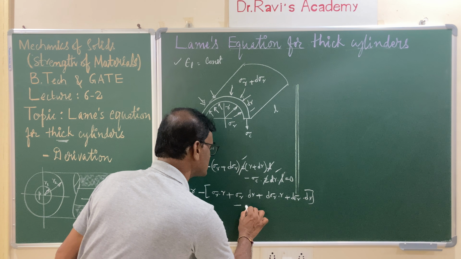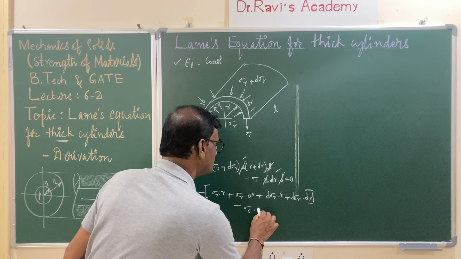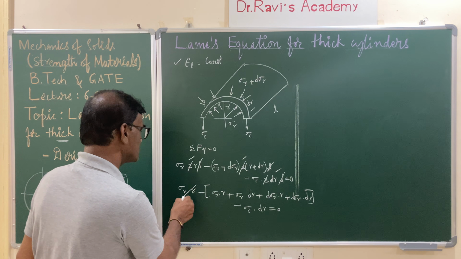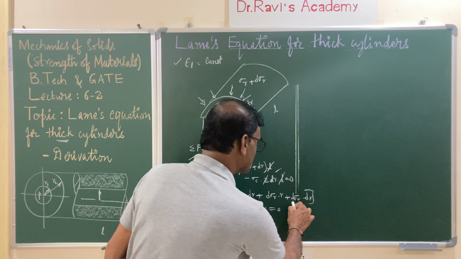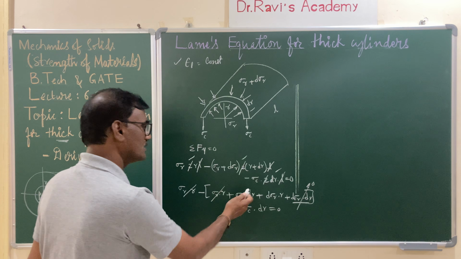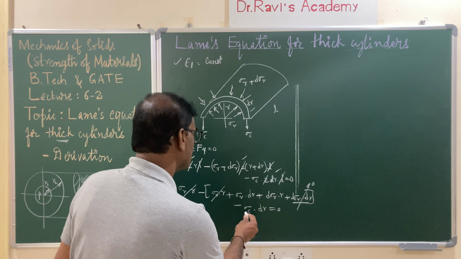Now the last term is sigma c into dr, equals 0. Here this is plus and this is minus. The multiplication of two elemental quantities is also negligibly small, and you have only three terms left over. And these are the three terms.